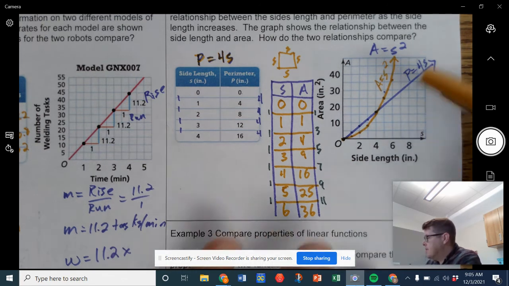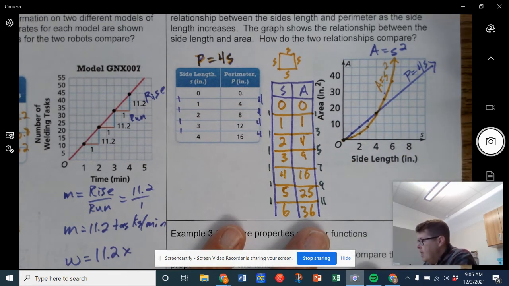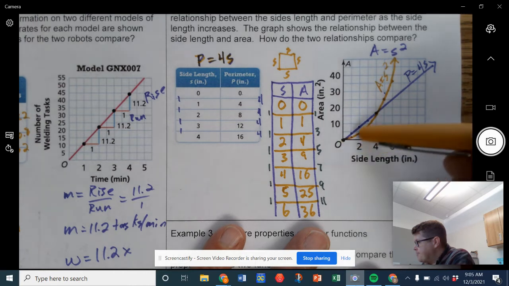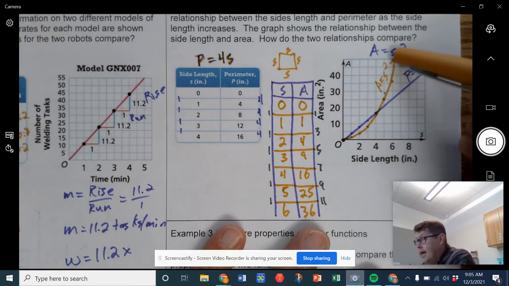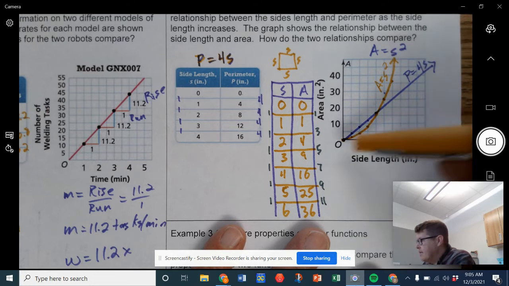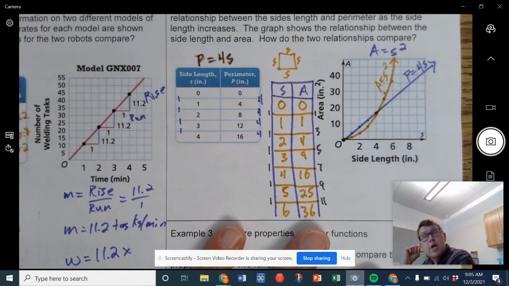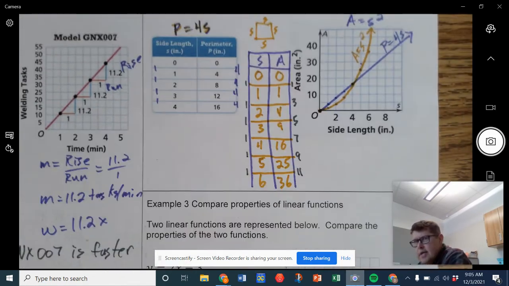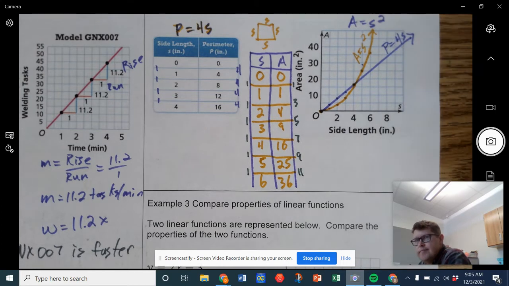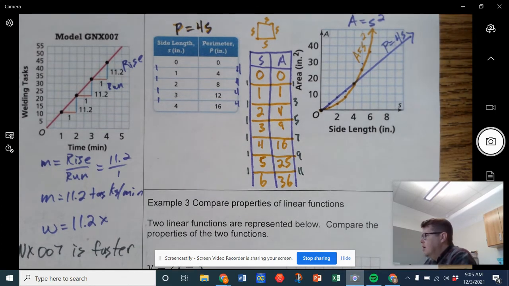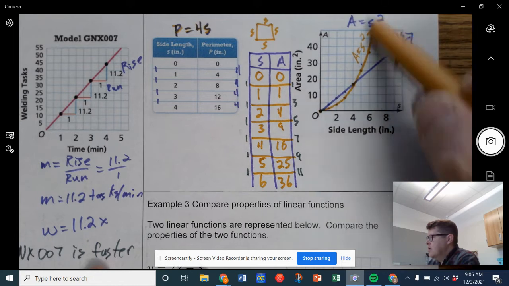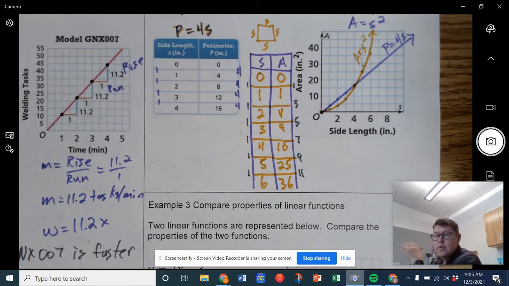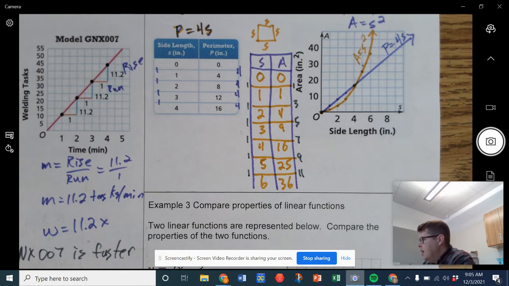All right, so we can see that the perimeter is a linear relationship, and the area is not a linear relationship. It is technically an exponential relationship, but you will not talk about that until next year when you're in Algebra 1. That's pretty easy to tell, right? If it forms a line, it's linear. If it doesn't form a line, it's nonlinear, right? We don't really have the vocabulary yet to differentiate among nonlinear curves, but you'll get there eventually.